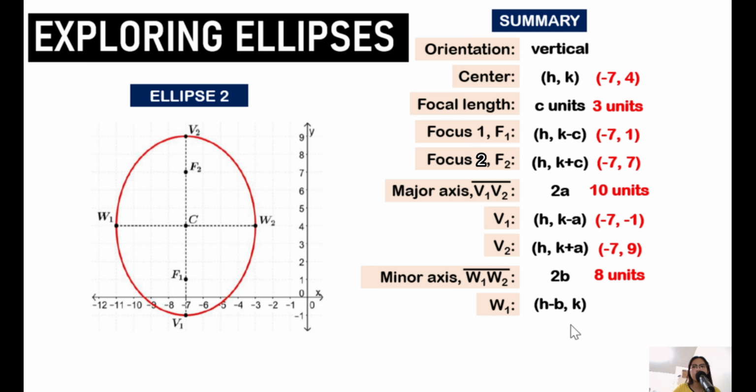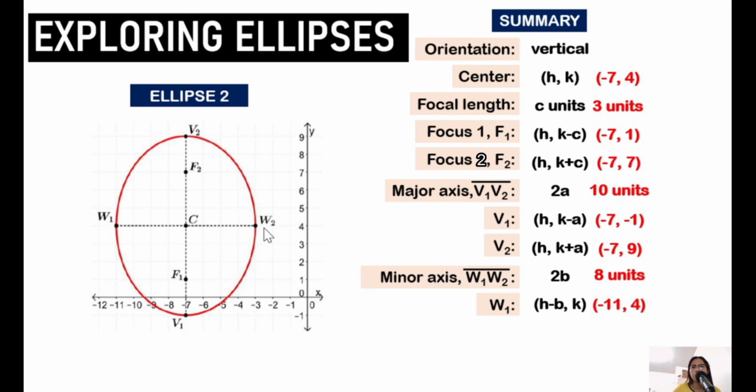Our W1 is at H minus B, K. So, what is our H? Negative 7. Where is W1? It is here. So, that's negative 11, going up 1, 2, 3, 4. Positive 4. If we follow this, H is negative 7 minus B. What is B? 4, right? So, negative 7 minus 4 is negative 11. Then, copy the K, which is 4.